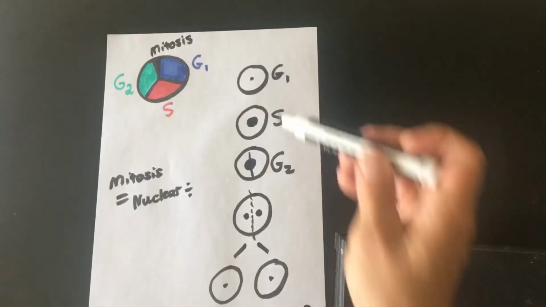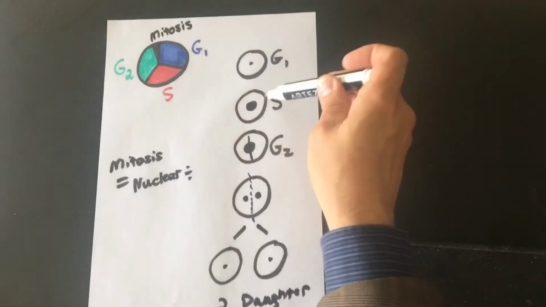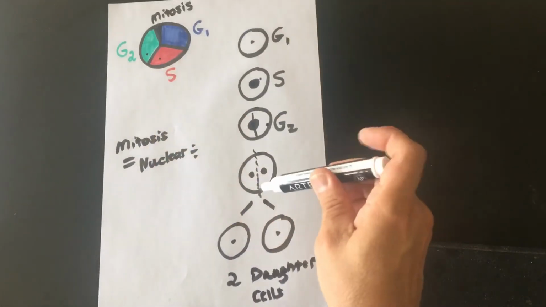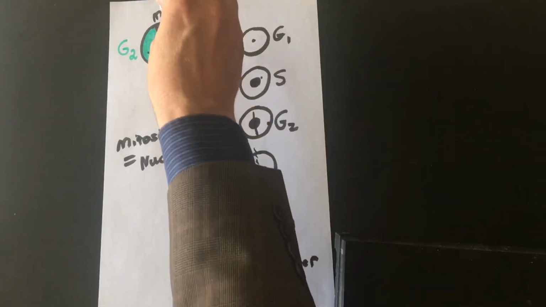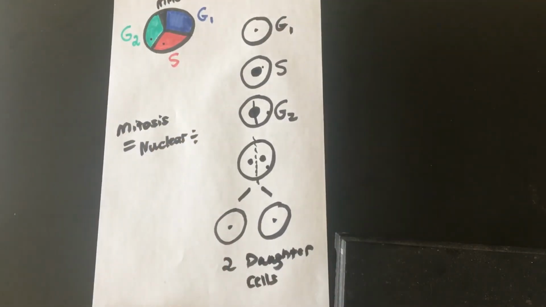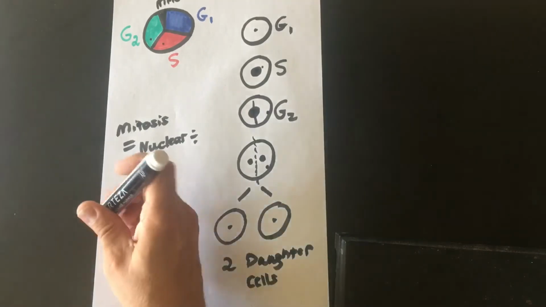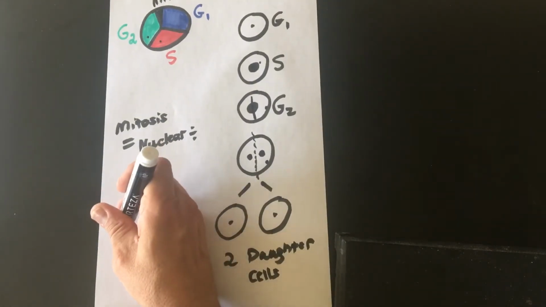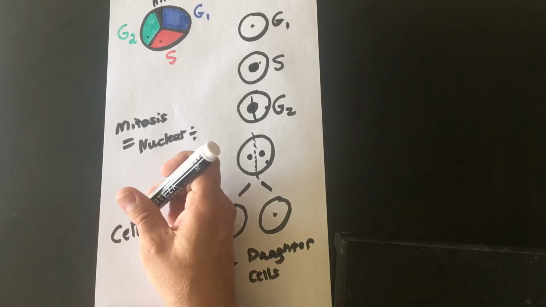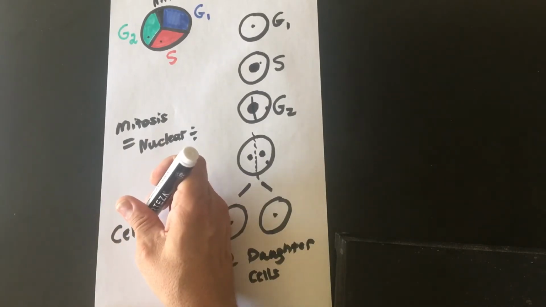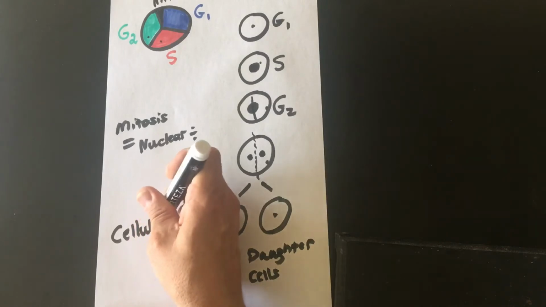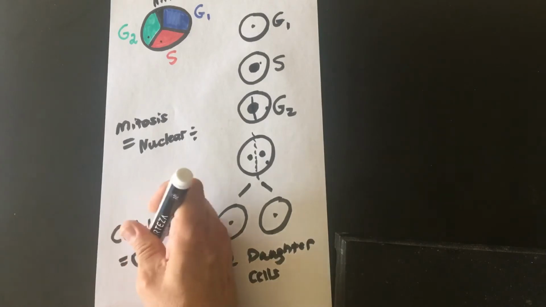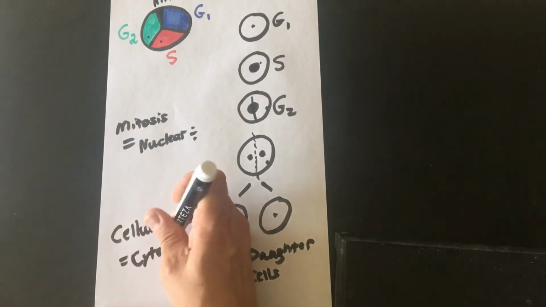Okay, so we had G1, bam. S, bam. G2, bam. Mitosis, bam. But lumped in there at the very end of mitosis is the true cell division, as I called it, the bonus track. Back in my day, we had bonus tracks hidden at the end of CDs. So the true cellular division is called cytokinesis.